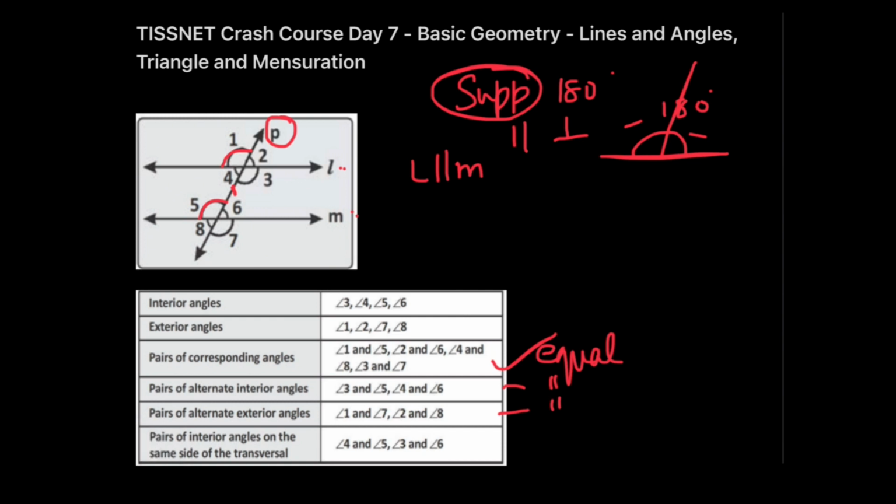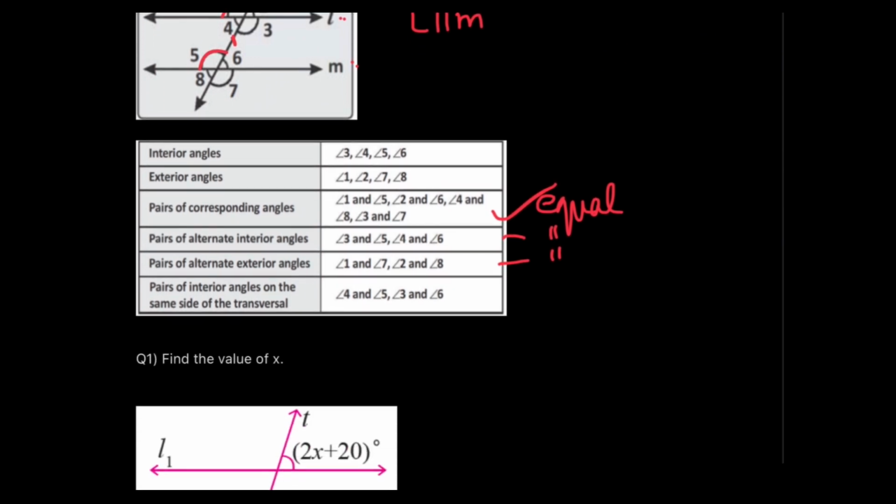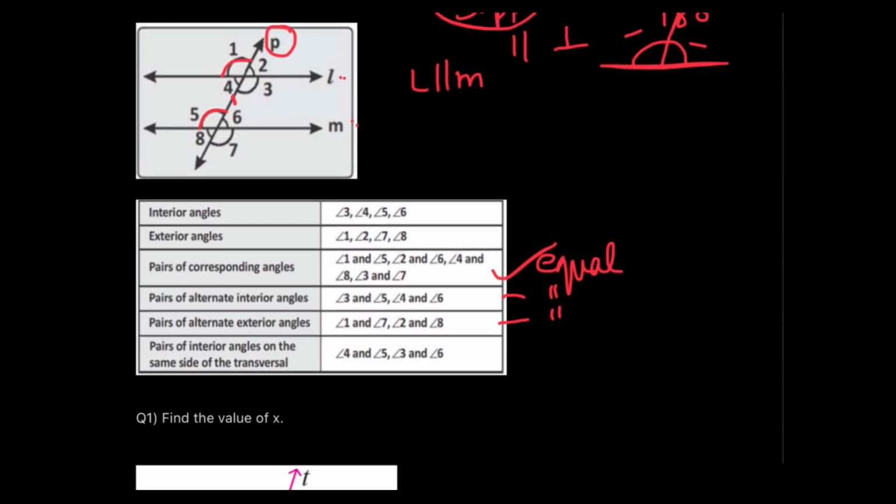Now comes an interesting thing: the pair of interior angles on the same side of the transversal. On the same side of the transversal means 4 and 5, which are together on the same side. Similarly, 3 and 6 are on the same side, and this pair becomes supplementary, that is, the sum is equal to 180 degrees. So angle 4 plus angle 5 will give you 180 degrees. If one of the angles is given, you can subtract it from 180 and get the missing angle.